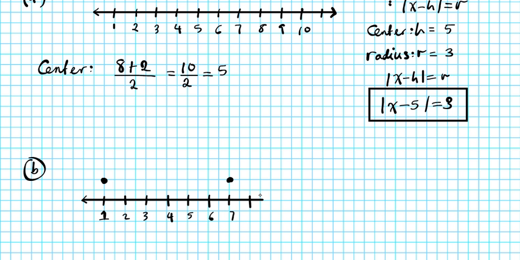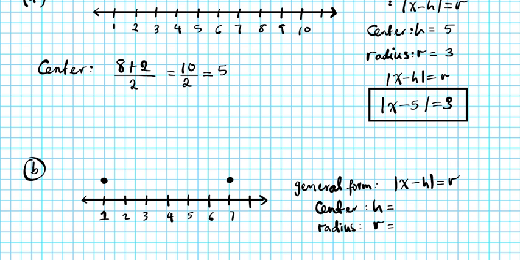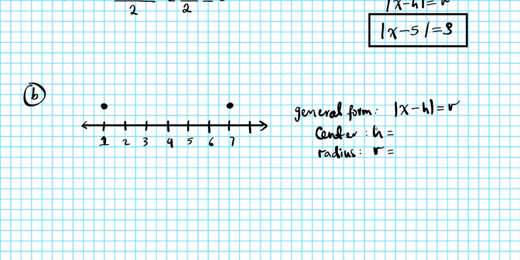So in order to find the equation that will give us this graph, all we have to do is write down the general form again. The general form for absolute value equations is the absolute value of x minus h equals r. The center between the 2 points is given by h, and the radius, which is the distance from the center to any of the endpoints, is r. So all we need to do is find h and r, plug them in here, and we're done.